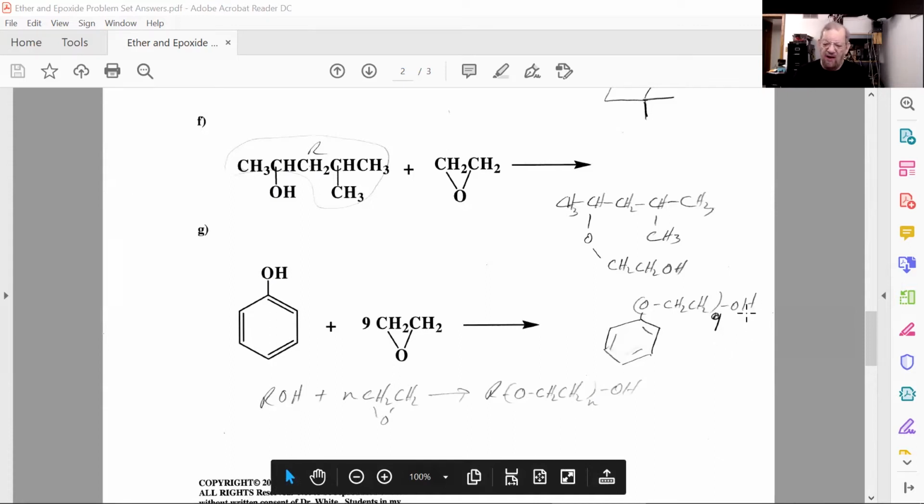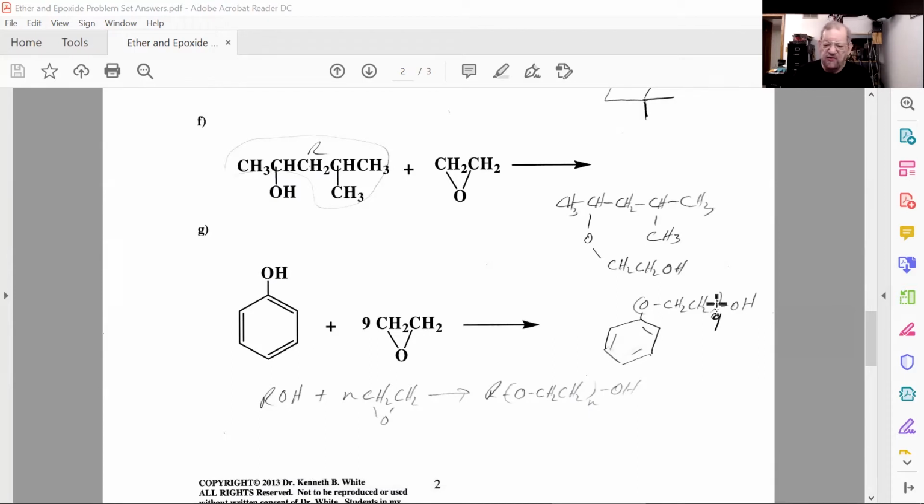hydroxyl group. Now, common mistake, students put the hydroxyl group inside, and I mark it wrong. I'll say it again. Common mistake, students put the hydroxyl group inside the brackets. Don't, because it's not correct.